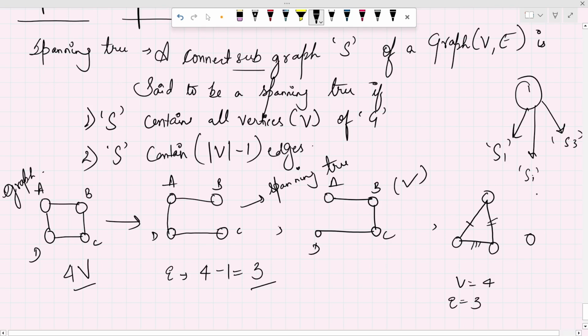No, the correct answer is that this is not a spanning tree. So what's the property of a spanning tree? In the definition it is written that it is a connected subgraph, which means every vertex should be connected. Here you can see that one vertex is not connected, so it is not a spanning tree.